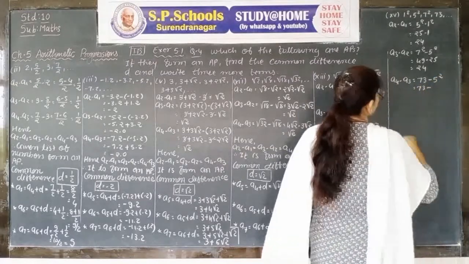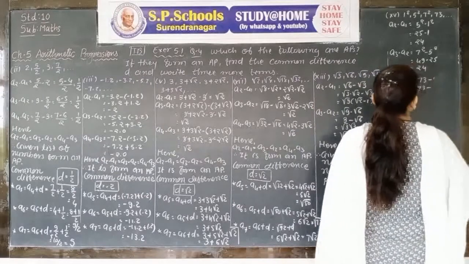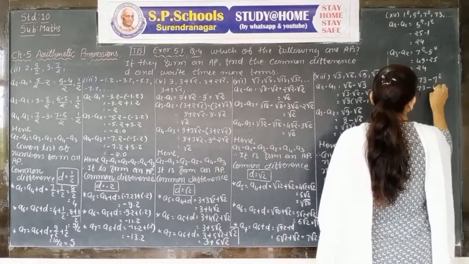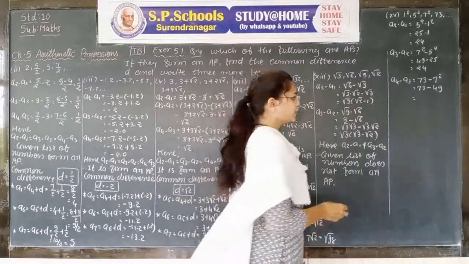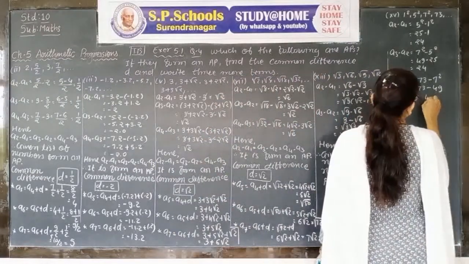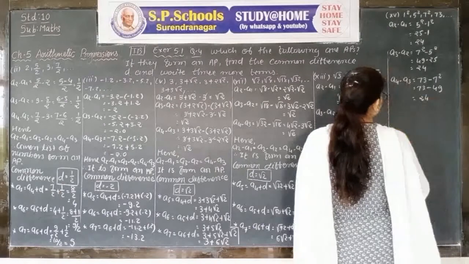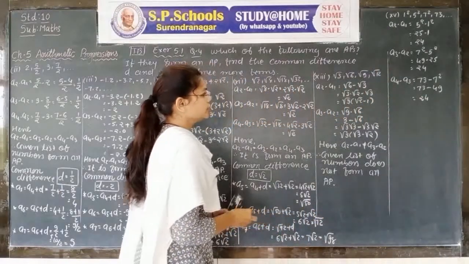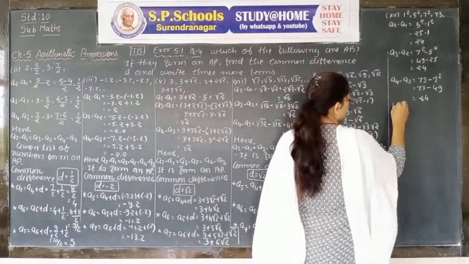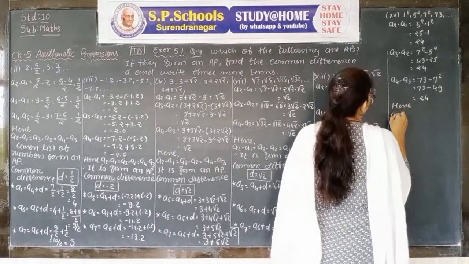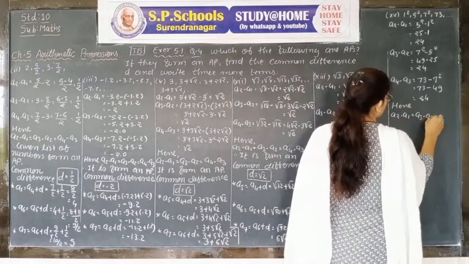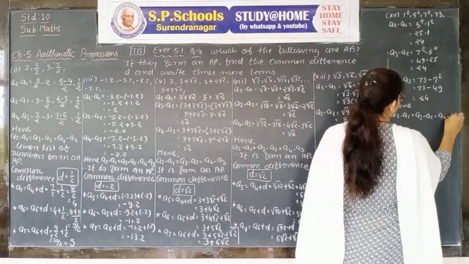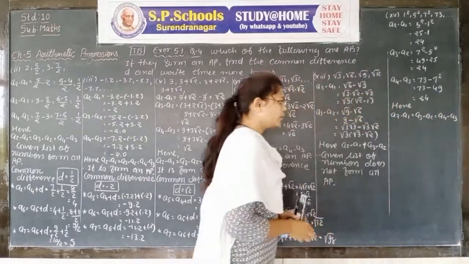73 minus, sorry, our third term is the square of 7, which is 49. Now we subtract 49 from 73, we get 24. Here the difference between two consecutive terms is equal. A2 minus A1 is equal to A3 minus A2 is equal to A4 minus A3.